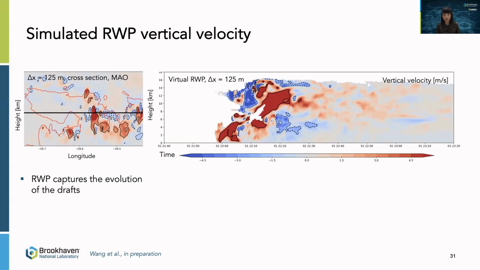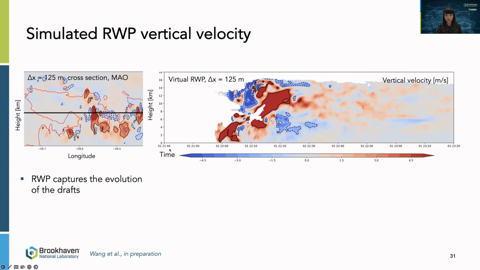So let me show you some preliminary results here. On the left-hand side, you have a typical cross-section of an MCS in the Amazon, simulated at a 125-meter resolution. The x-axis is the longitude, and the y-axis is the height. On the right, you have a virtual radar wind profiler simulation for the same event.